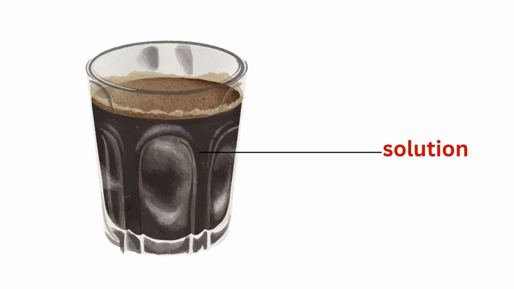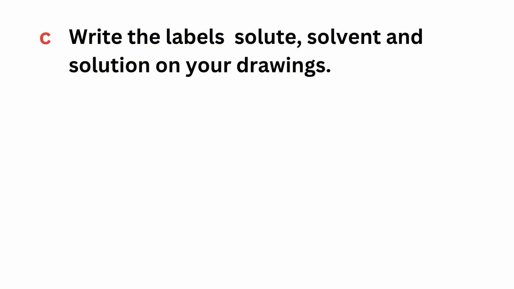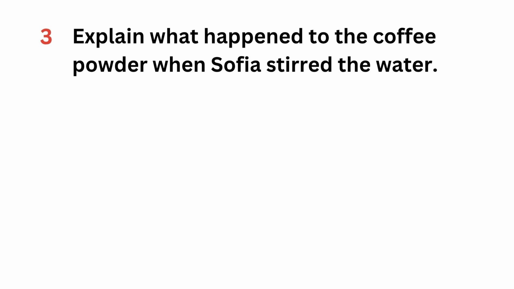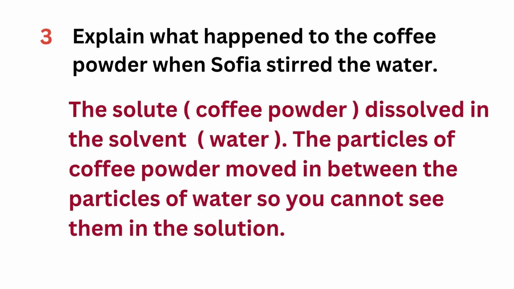It became the solution. Question 2c. Write the labels solute, solvent, and solution on your drawings. So in the last drawing, we did already. Question 3. Explain what happened to the coffee powder when Sophia stirred the water. The solute coffee powder dissolved in the solvent water. The particles of coffee powder move in between the particles of water, so you cannot see them in the solution.